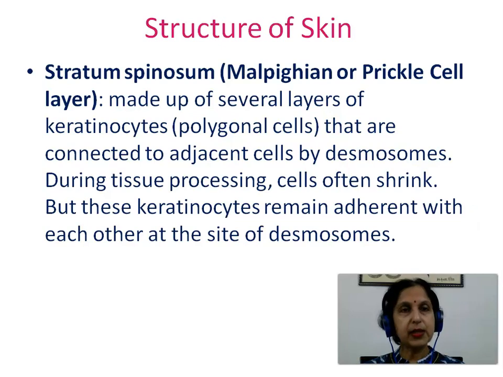Next we see the stratum spinosum, also known as the Malpighian or prickle cell layer. It is made up of several layers of keratinocytes, which are polygonal cells connected to adjacent cells by desmosomes. During tissue processing, cells often shrink, but these keratinocytes remain adherent with each other at the sites of desmosomes.